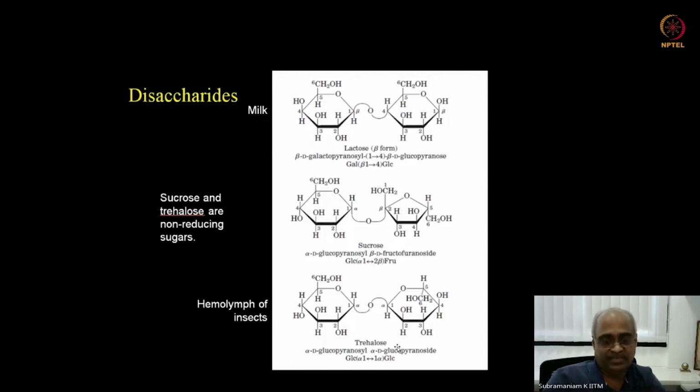Similar is the case with trehalose, which is glucose-glucose alpha 1,1 linkage. This is a disaccharide present in the circulating fluid, like the blood equivalent, in insects, and this is an important source of energy for insects. So these are the common disaccharides that we encounter.